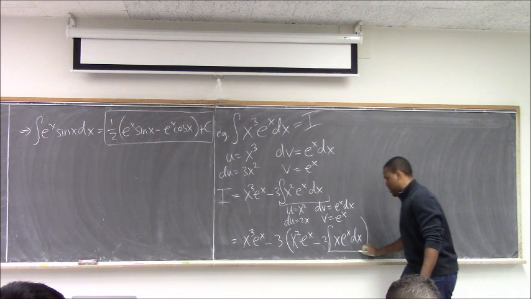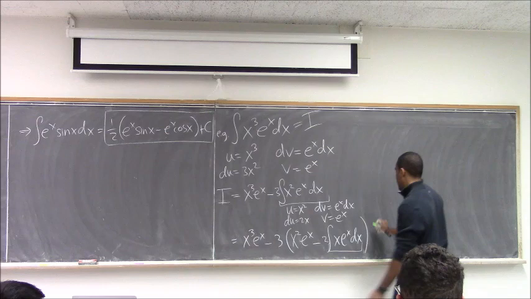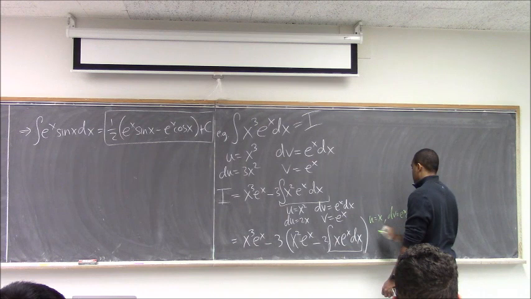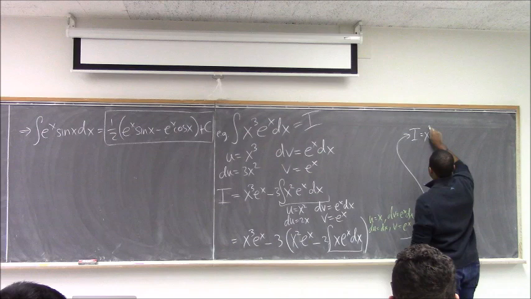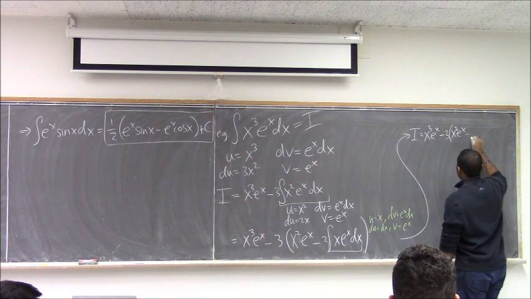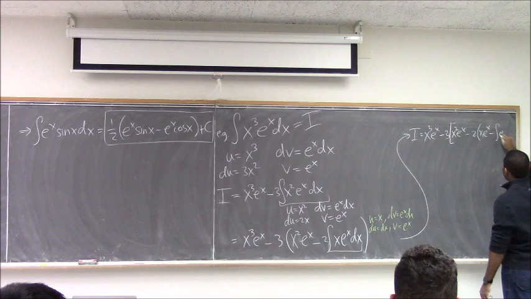With another integral. Does a basic rule work? Okay, no. Integration by parts again. Okay, u equals x, dv equals e to the x dx, du is equal to 1 dx, v is equal to e to the x, and we get that I is going to be equal to x cubed e to the x minus 3, open parentheses, x squared e to the x, minus 2, open parentheses. So we're going to have a couple of parentheses here. u times v minus the integral of v du.